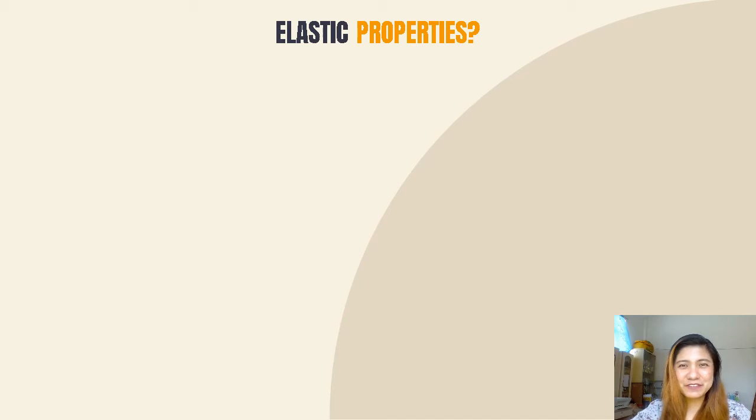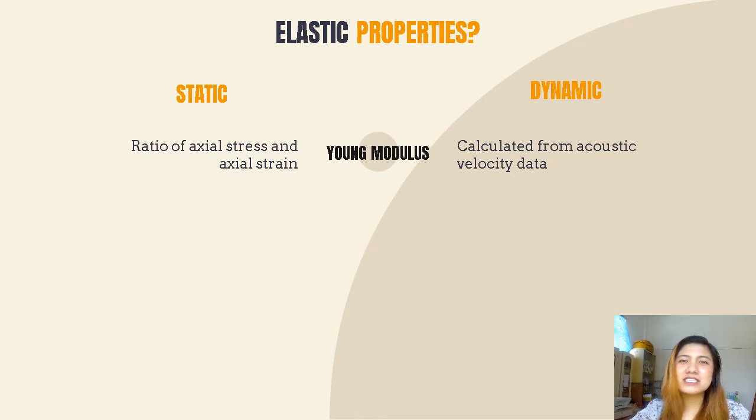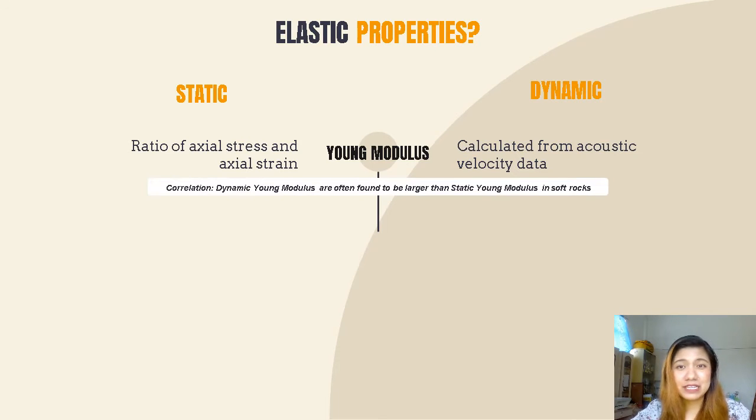Now, let us dive deeper into the static and dynamic elastic properties. Static Young modulus is the ratio of axial stress and axial strain, obtained from the laboratory test, while dynamic Young modulus is calculated from acoustic velocity data, including density, Vp and Vs, or from dynamic Poisson ratio. Relatively, dynamic Young modulus often has higher results than static Young modulus in soft rocks, such as shale. Dynamic Young modulus could be 1 to 10 times larger than static Young modulus.